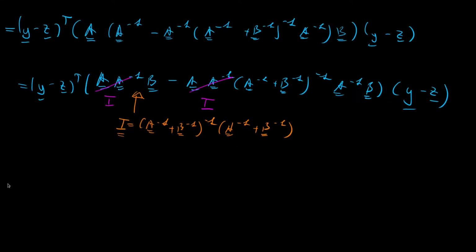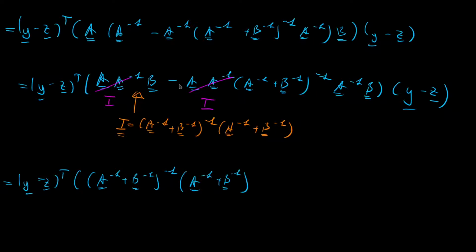Okay, then let's plug it in, and then we have (y minus z) transpose times (A inverse plus B inverse) inverse times (A inverse plus B inverse), and then we multiply with matrix B, and then we have minus, this was the identity, so we are left with this one here, which is (A inverse plus B inverse) inverse, and then this one here, which was A inverse B, and then closing brackets, and we have the vector term left, which is y minus z.